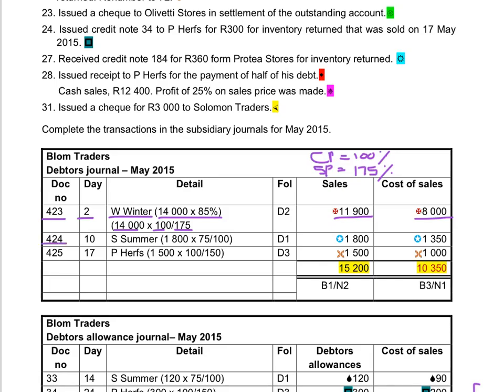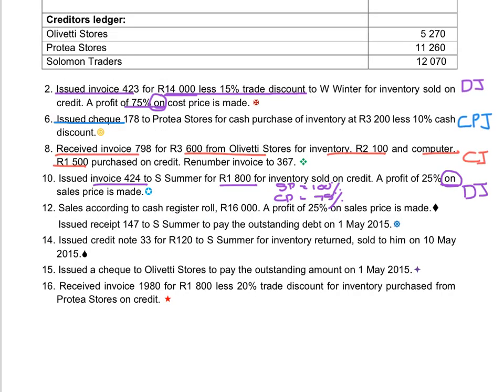Invoice number 424, issued on the 10th to S. Summer. The sales price is 1,800. The cost price will be 75% of the 1,800. That will give me 1,350.